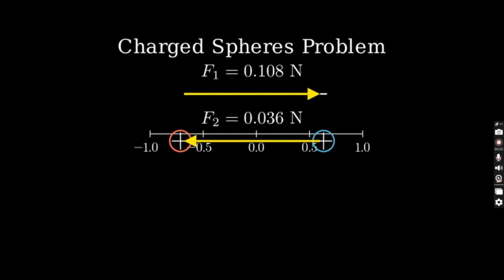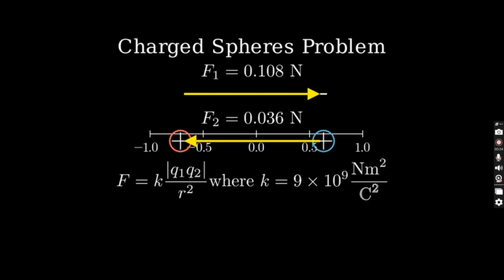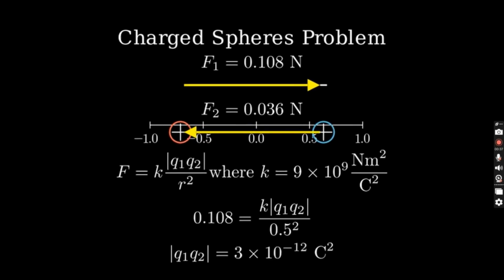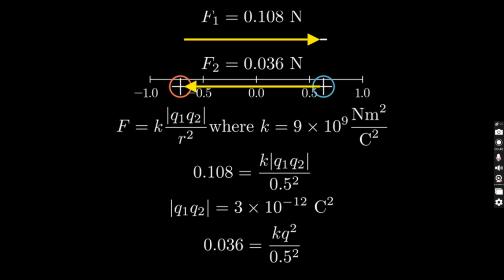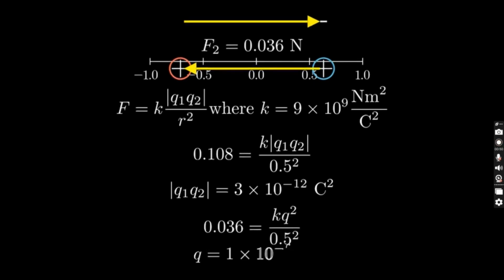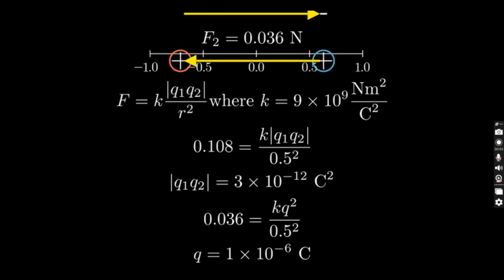Let's use Coulomb's law. The force is K times the product of charges divided by r squared. For the initial attraction, we have F_1 equals K Q_1 Q_2 / r^2. This gives us Q1 Q2 equals 3 times 10 to the power of negative 12 C squared. After redistribution, the repulsive force is F_2 equals K Q^2 / r^2. Solving for Q, the common charge, we get 1 μC.